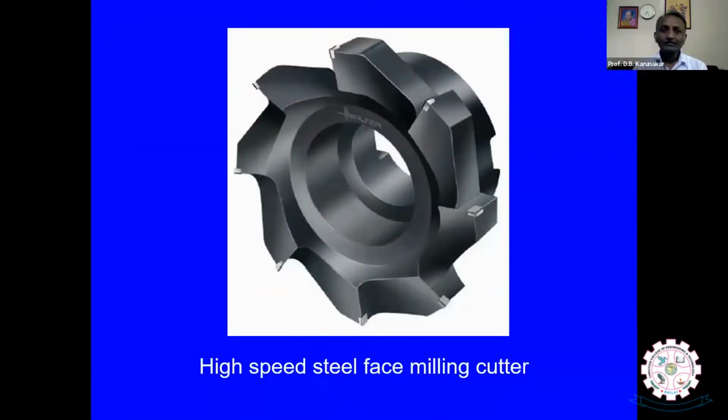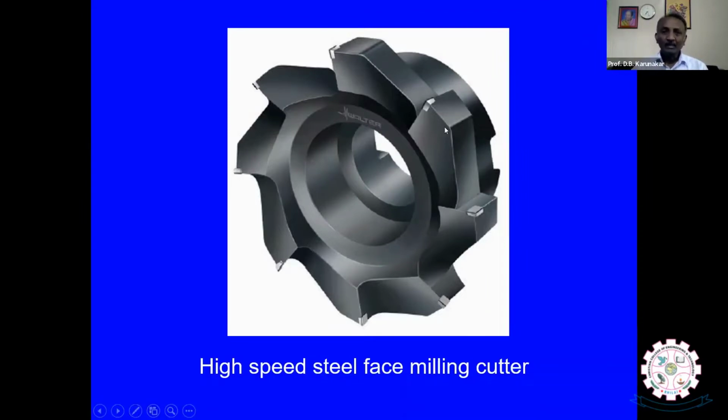Now you see, what is this? So this is the face milling cutter, and it has several complex features. Most of the time it is made up of high-speed steel or even the latest tool materials. What is the specialty? They are very hard. So how to give the shape? Only through the investment casting process.